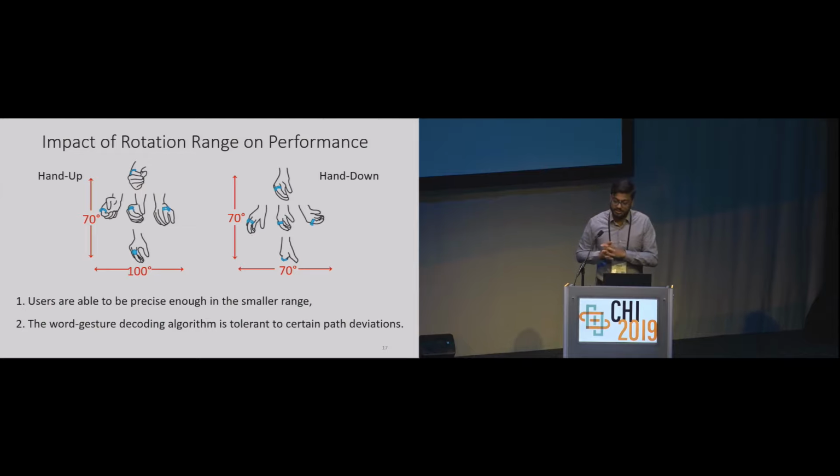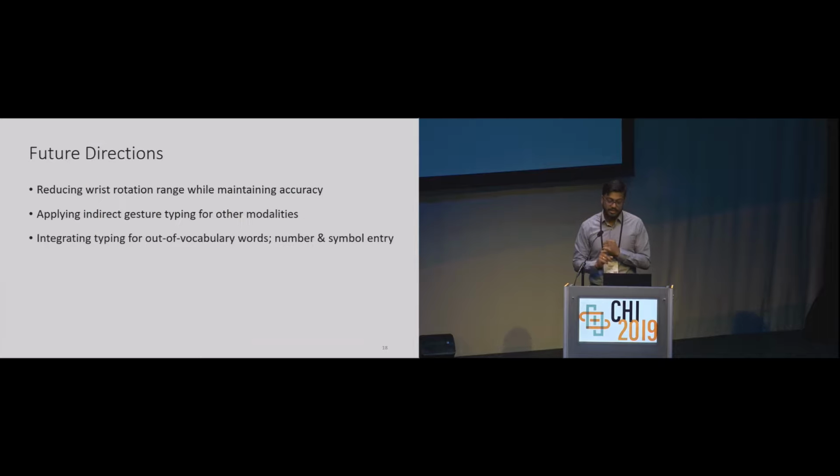And these 2 observations open up some very interesting future directions of research. One is, how much can we reduce the wrist rotation range while maintaining the same accuracy? Because reducing the range will mean that the wrist has to travel less distance and therefore be even faster. The second potential direction is that given that the word gesture typing decoder does not require a very high level of precision, what other modalities can we apply this form of indirect gesture typing to? Right? And you can let your imagination run wild over what those modalities can be.